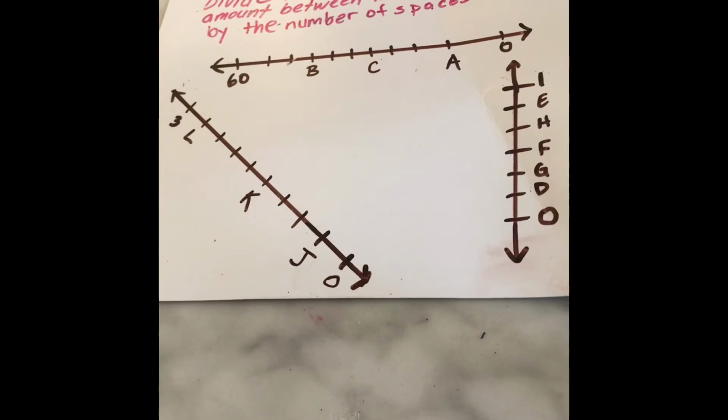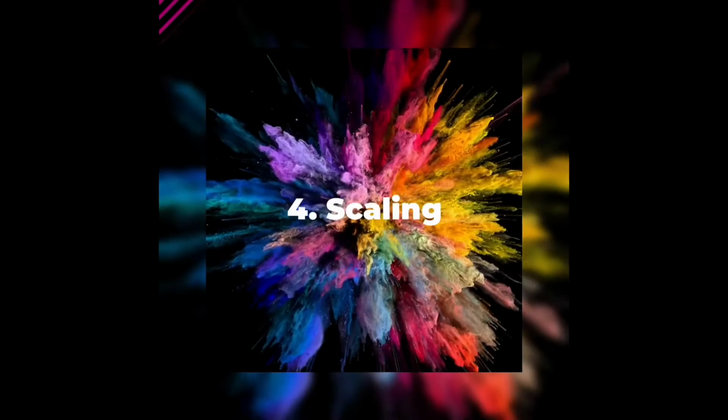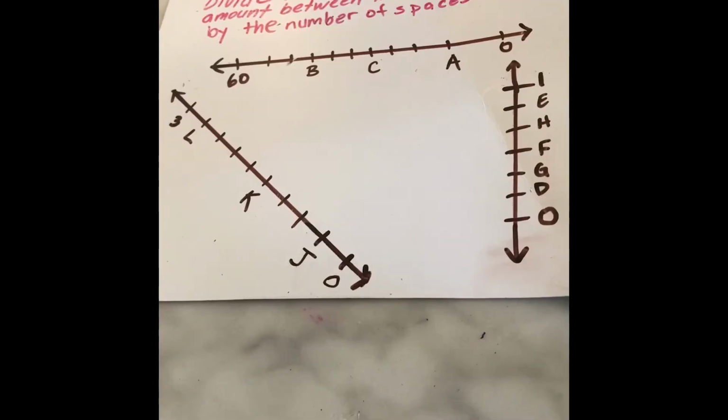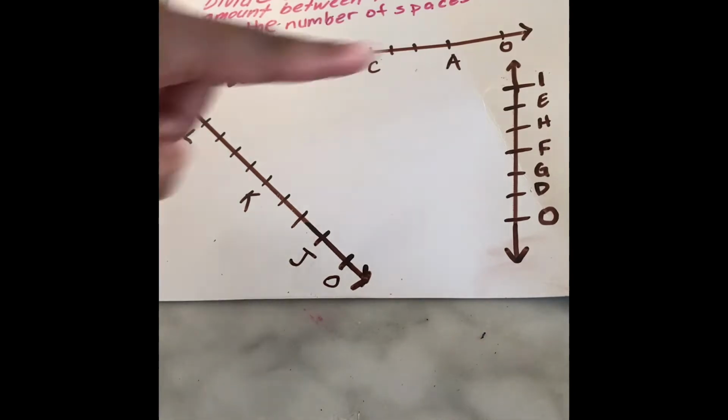All right, so we are still scaling on a number line. So we're dividing the distance by the number of spaces to find out what the values of the letters on the number lines are. I've already drawn the number lines and I've already labeled them. So now all we have to do is use our formula here to figure out what each letter is.